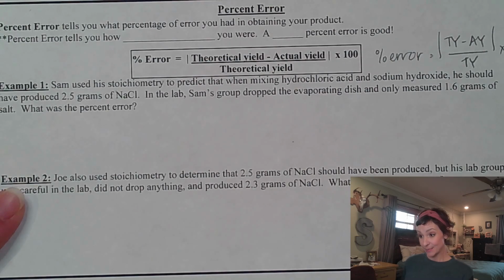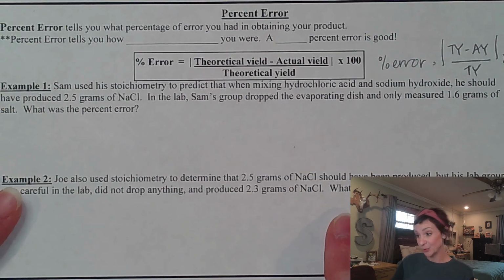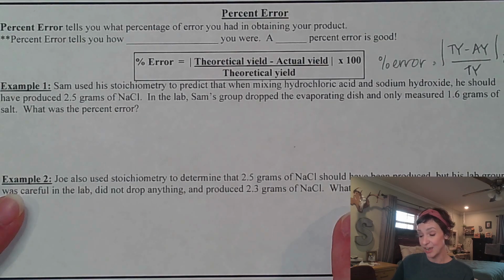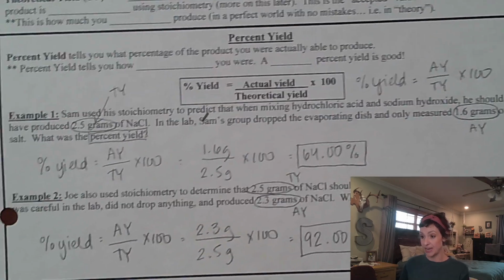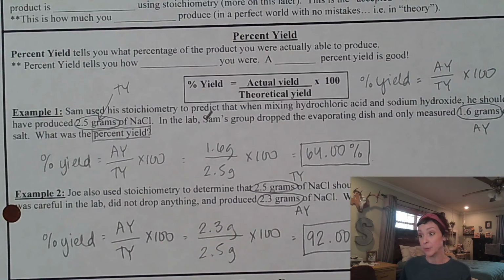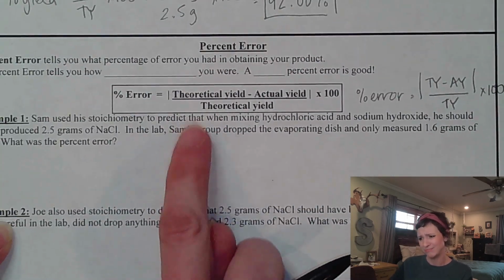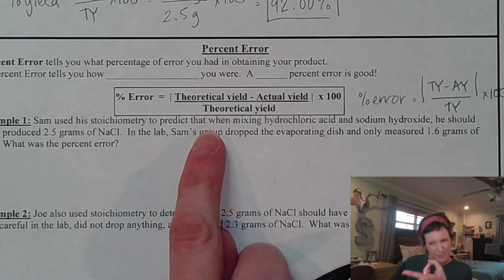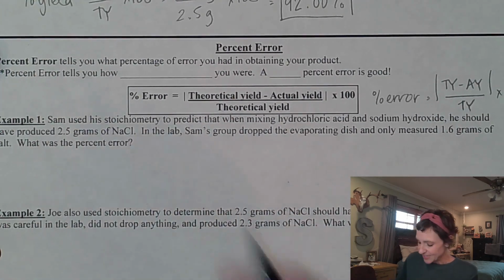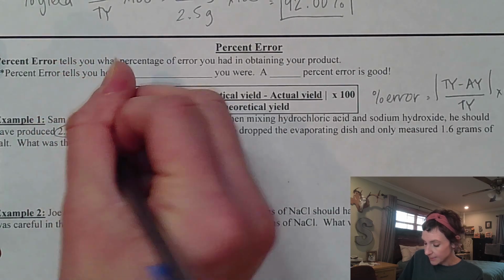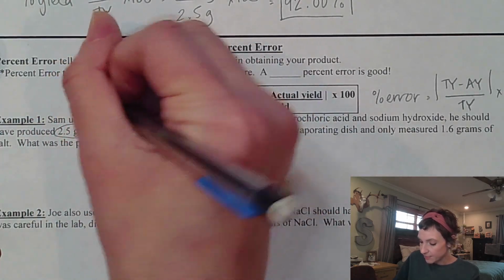Sam used his stoichiometry to predict that when mixing hydrochloric acid and sodium hydroxide, he should have produced 2.5 grams of NaCl. Y'all, this is the exact same question as example number 1 that we did for percent yield. You're like, oh my gosh, then why are we doing this again? Because we're going to practice using this equation and see what we get, maybe compare the two things. So we do know that this 2.5 grams is my theoretical yield.